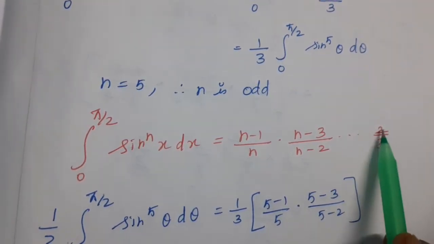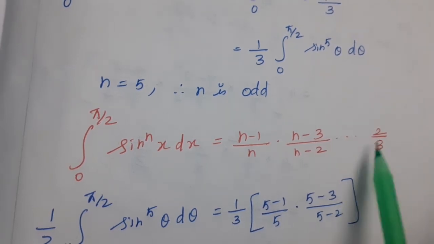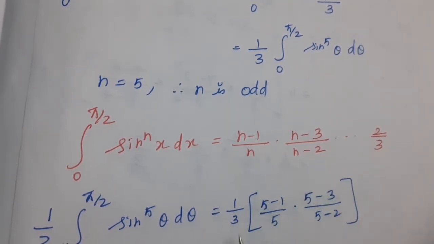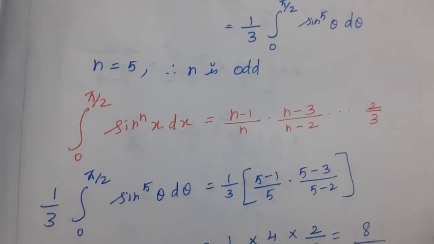What is it, where do we stop? Up to 2 by 3. So 5 minus 3 is what? 2. 5 minus 2 is what? 3. Therefore only 2 steps are enough for you. So 1 by 3 into 4 by 5 into 2 by 3.